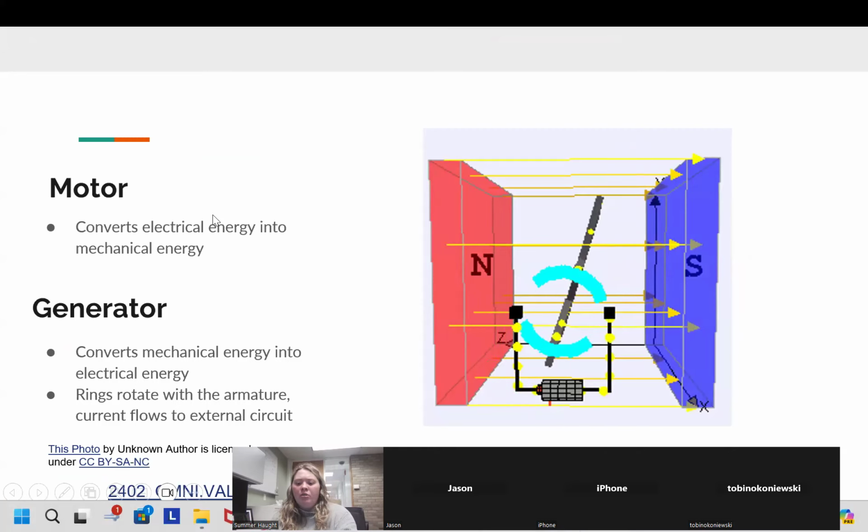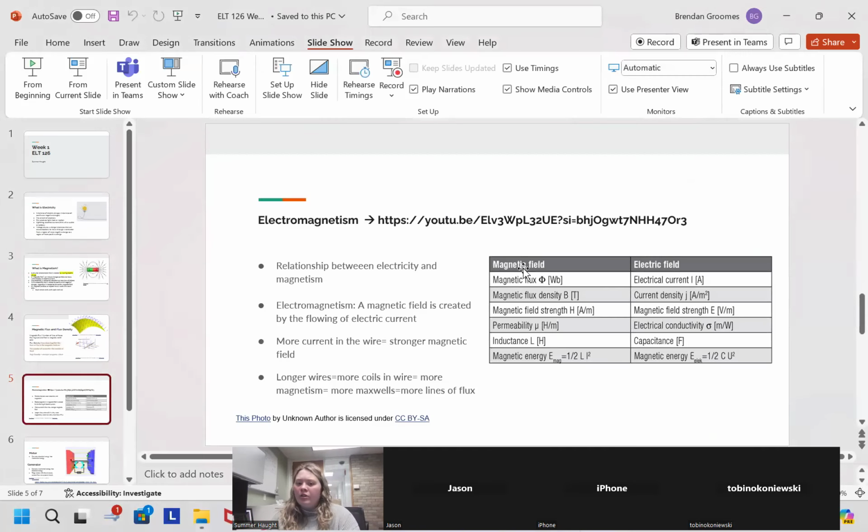I have a short video that I want to play on electromagnetism in a minute here, but essentially electromagnetism is the term that combines electricity and magnetism. And again, it goes back to the idea that a magnetic field is created by the flow of electric current, which means when we have an electric field, we have a magnetic field.